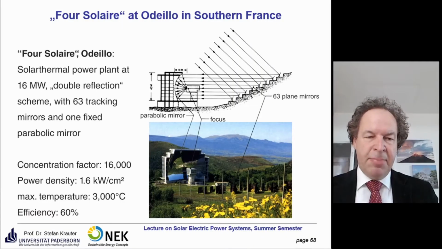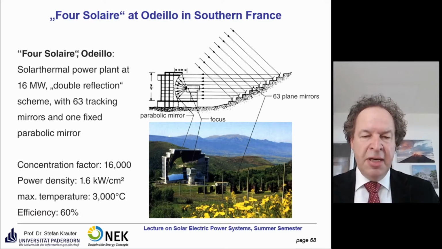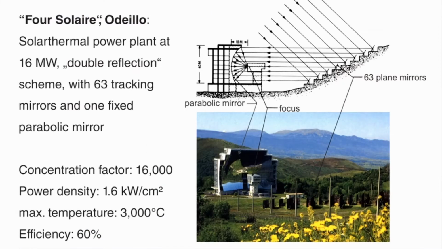Here you see an example, interestingly from the 50s and 60s in southern France. Before France started to invest a lot in nuclear energy, they were very well advanced in solar energy. It's on the border to Spain, in the Pyrenees. It's called Four Solaire in Odeillo. This is a quite high building, about 40 meters. In front of that building, there are 63 plane mirrors, which direct the changing sunlight. They are always tracked to the sunlight, and they direct it in such a way that the sun rays go in parallel to this big parabolic mirror.